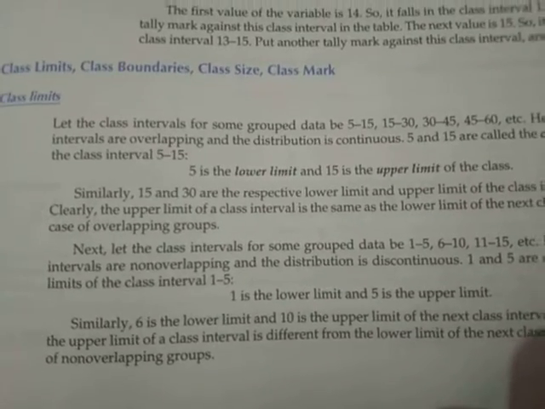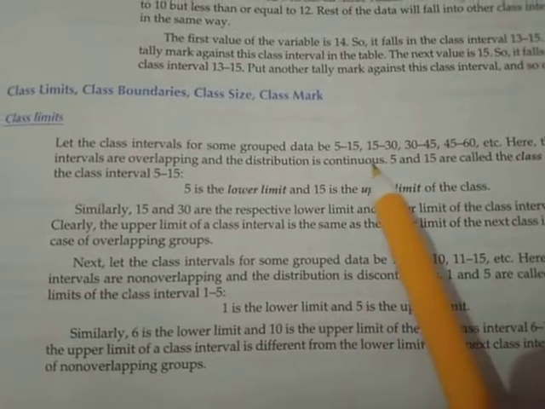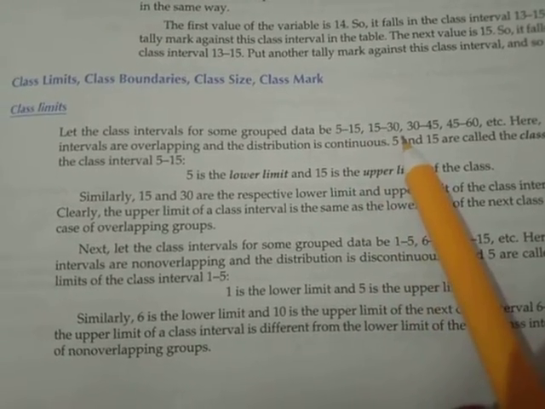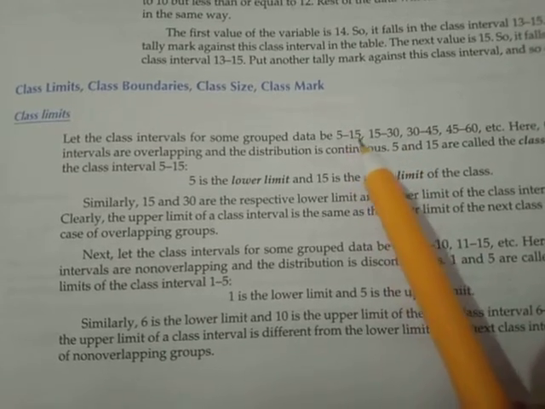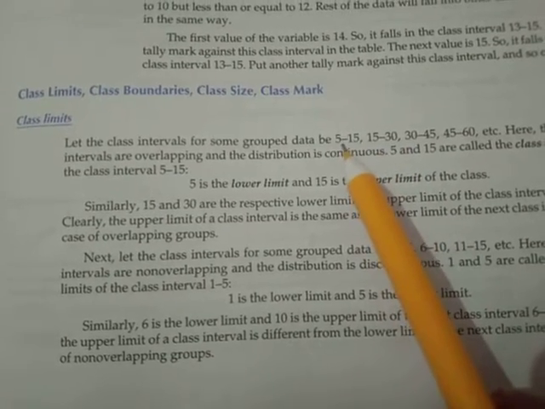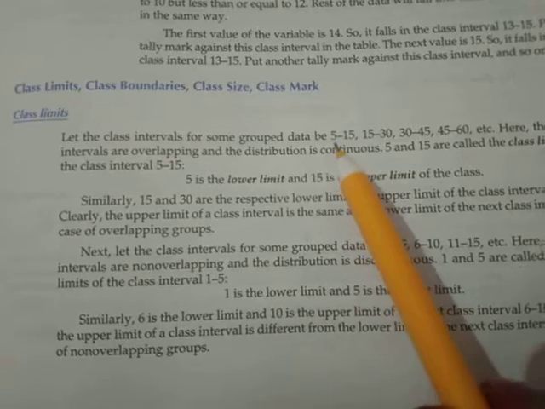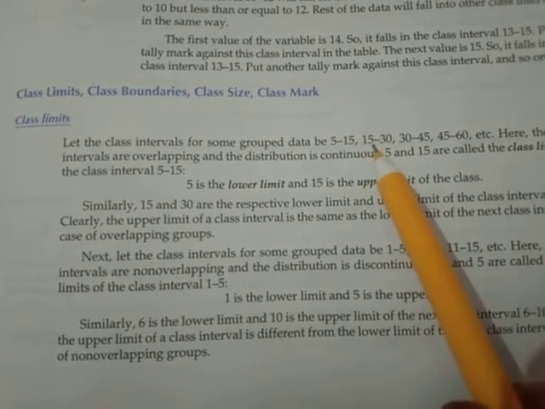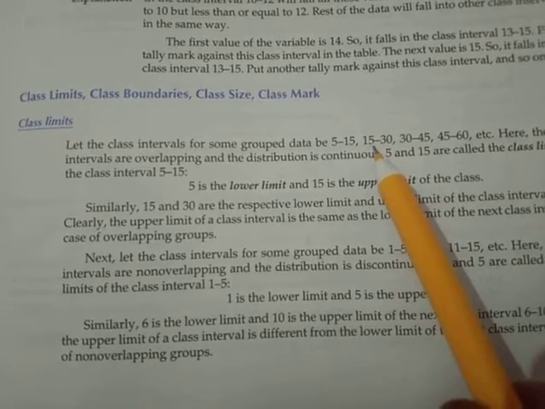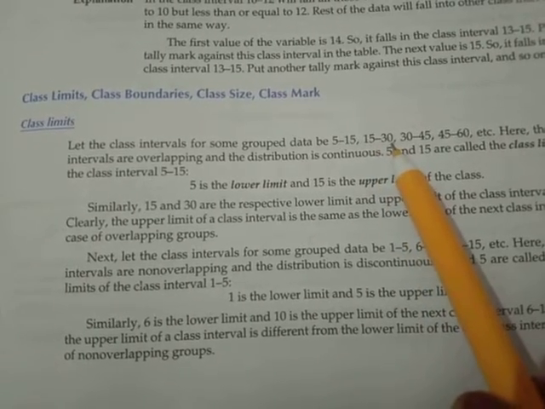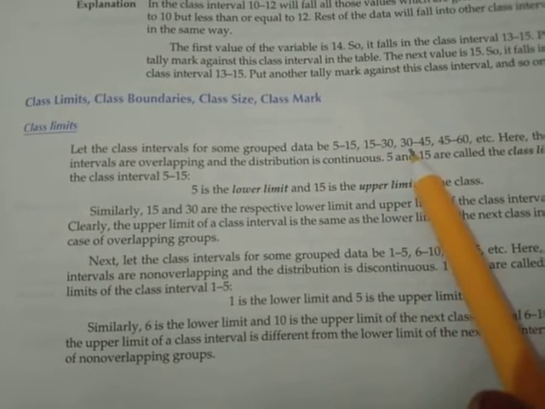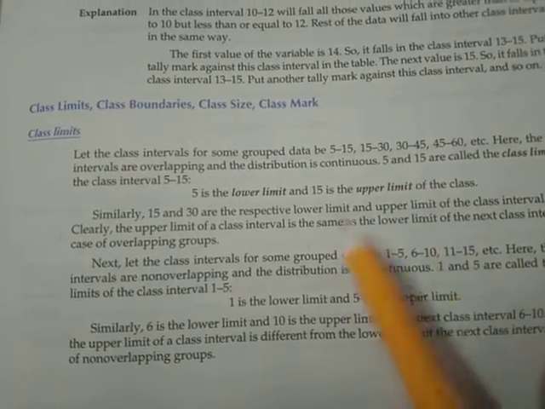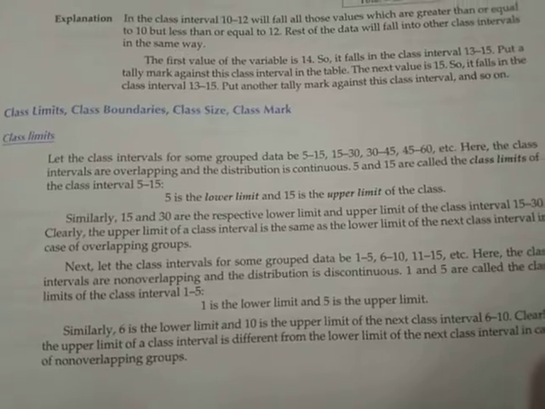Now next one is class limit. What is class limit? For example, if we have grouped the data like this 5 to 15, 15 to 30, this is overlapping class interval. Here the number 15 is overlapping. So in the first class interval 5 to 15, 5 is the lower limit and 15 is the upper limit. In second class interval 15 is lower limit, 30 is upper limit. Clear? Like this, these are the upper limit and lower limit of the class limits.